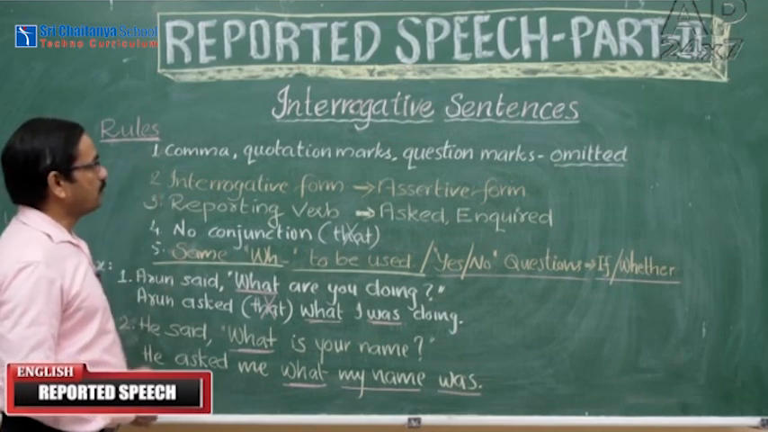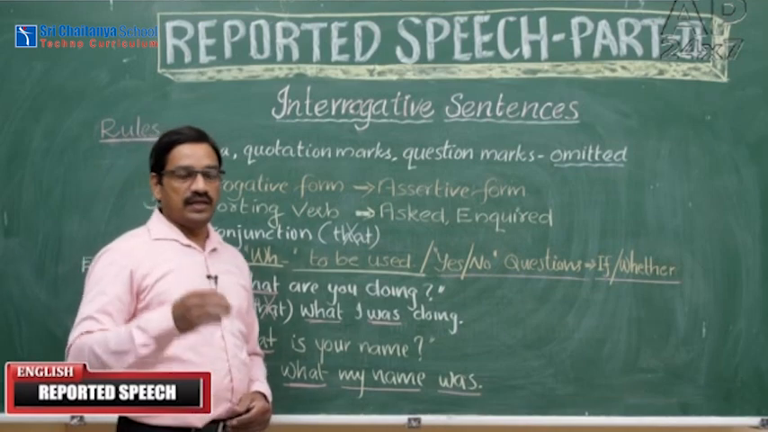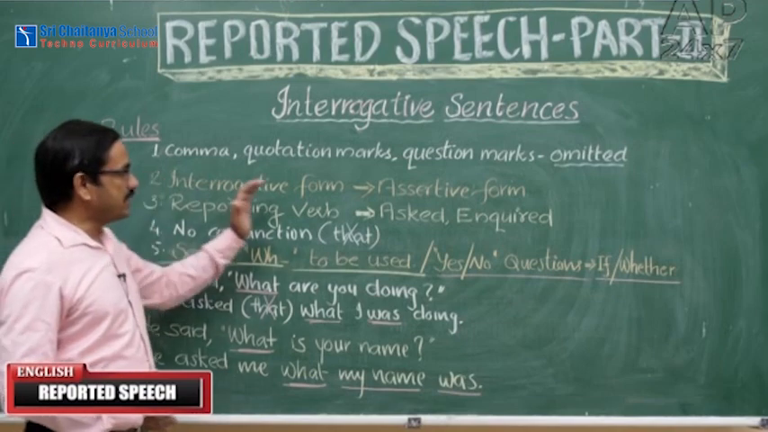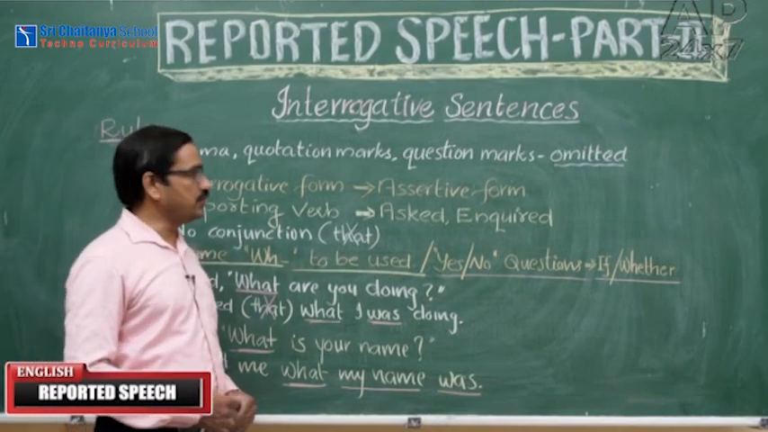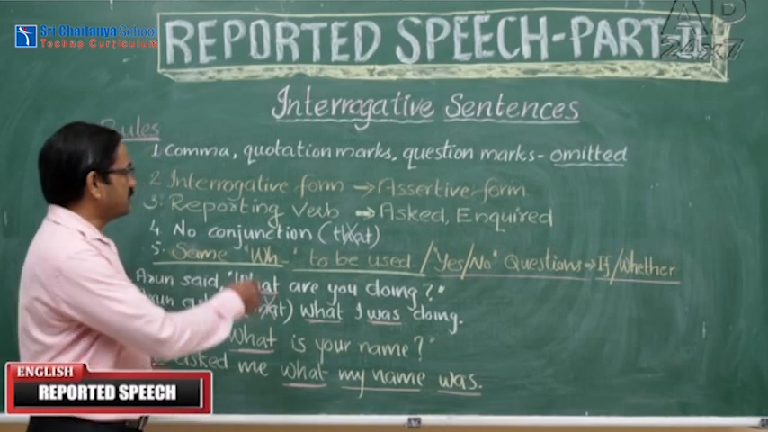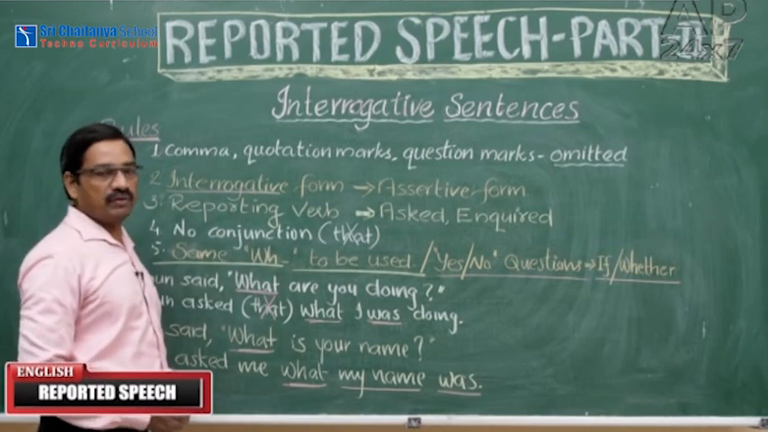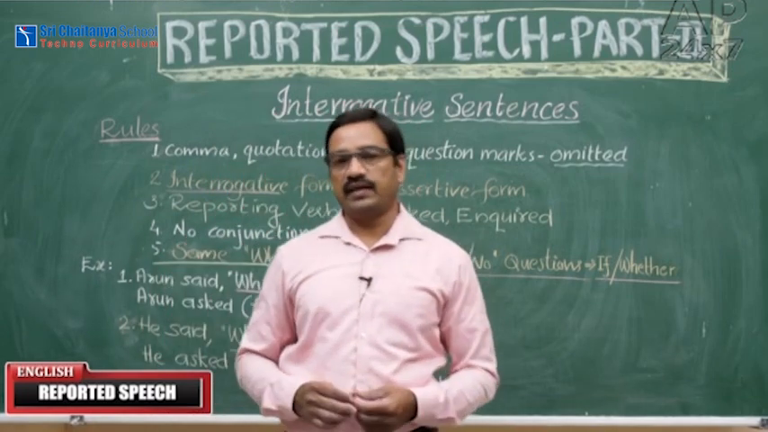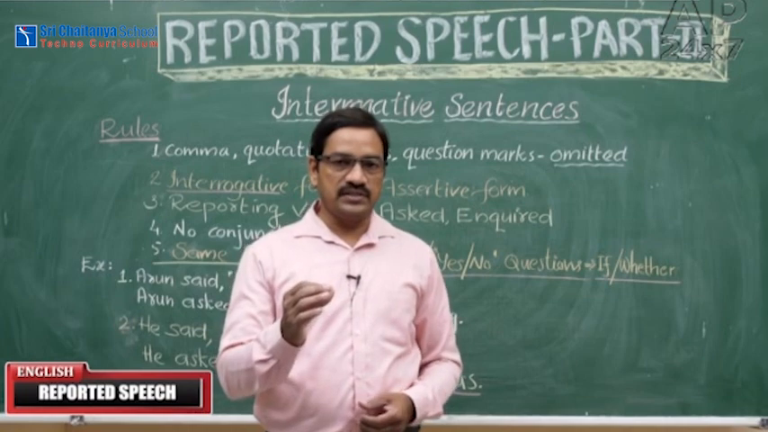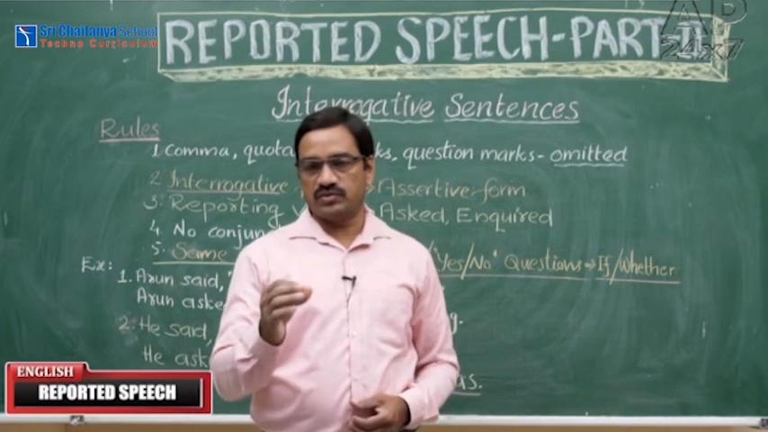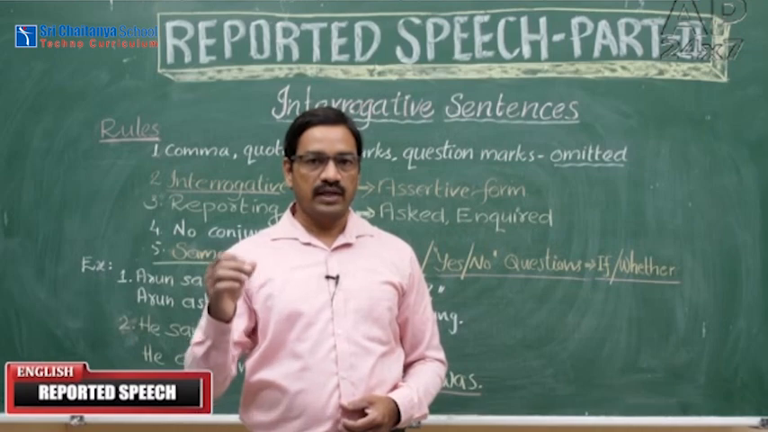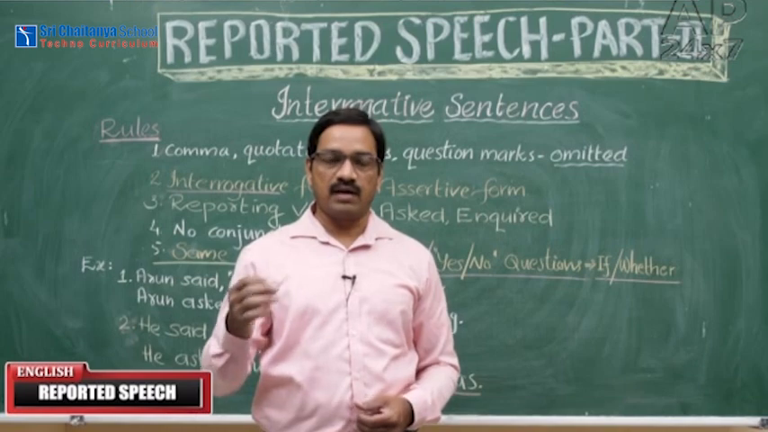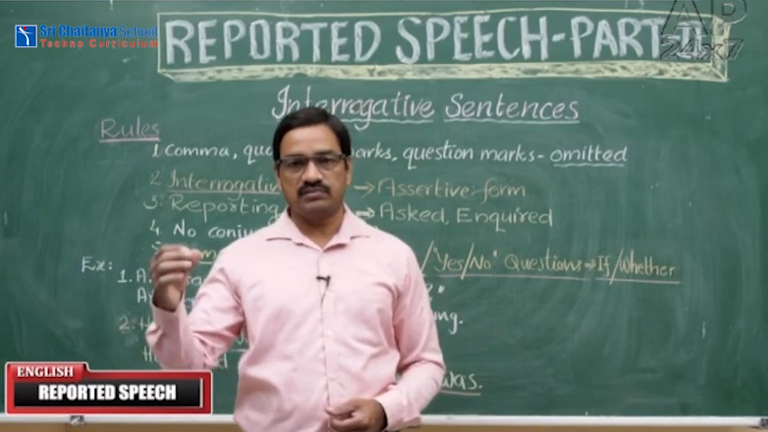First, remove the comma, quotation marks and question marks when we write the indirect speech. Second, interrogative form has to be changed into assertive form. So what is the interrogative form? As we already know, interrogative sentences are of two types, WH questions and yes or no questions. WH questions start with what, which, where, when, how, etc. And yes or no questions start with auxiliary verbs like is, are, was, were, do, does, did, etc.